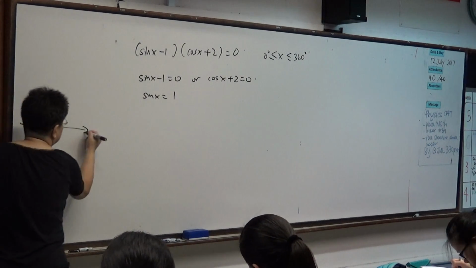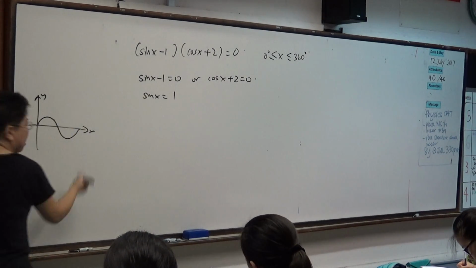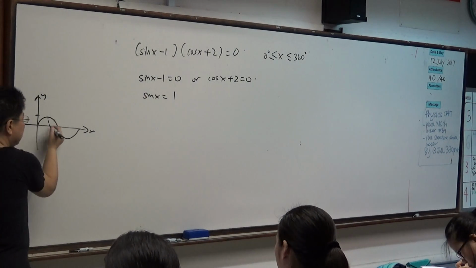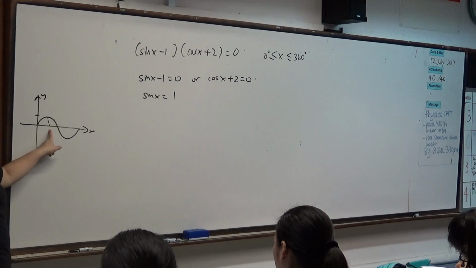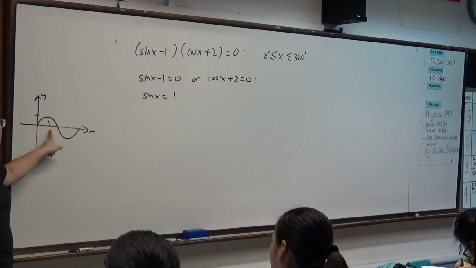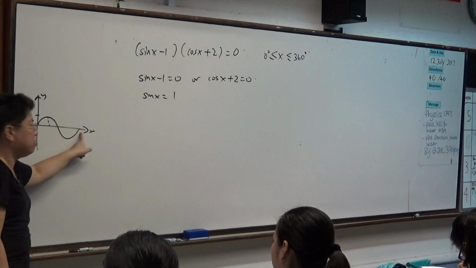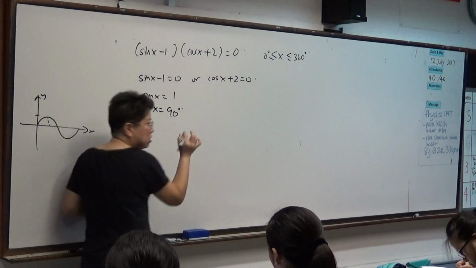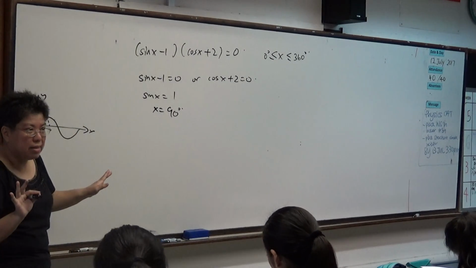The sine curve is like that. When is it 1? It's 90. The axis goes 0, 90, 180, 270, 360. So x equals 90 straight away. Don't need to go and do the basic angle, understand?